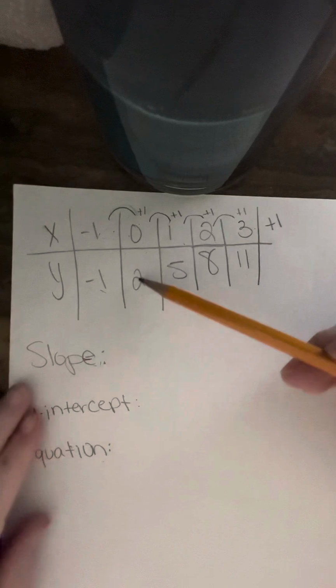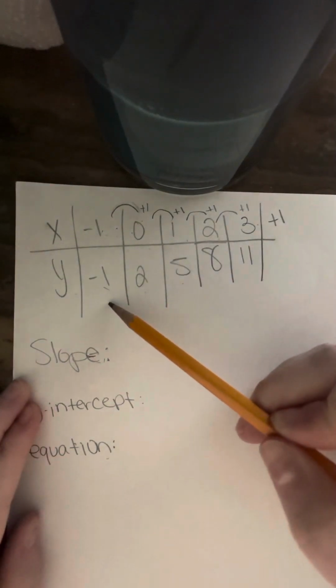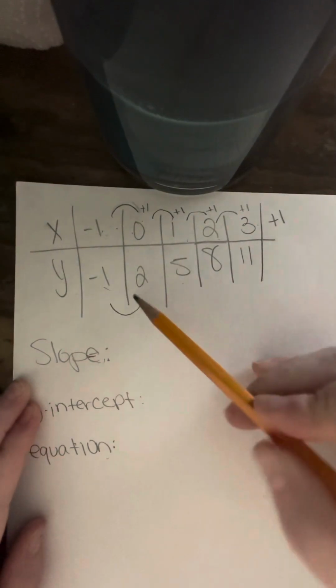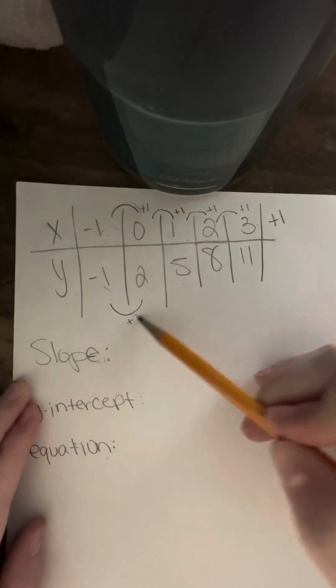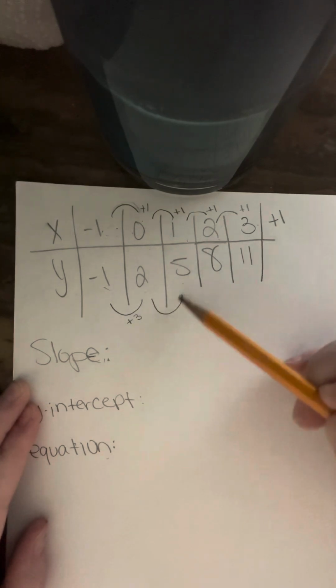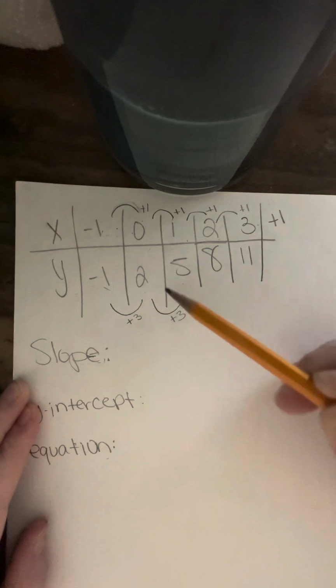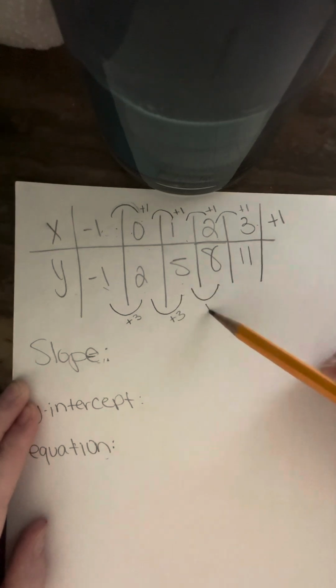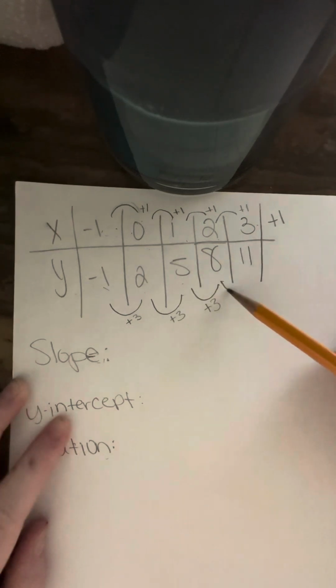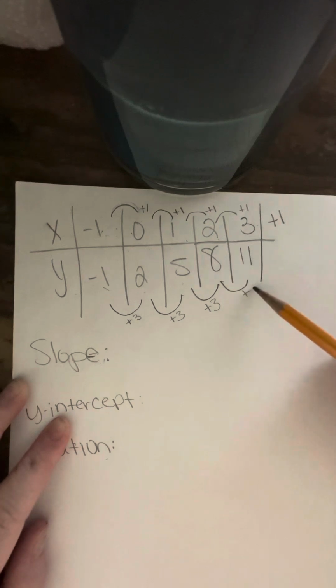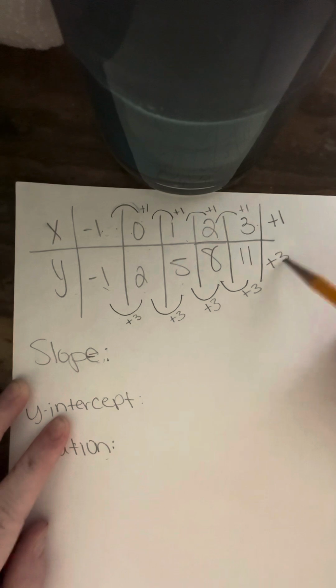And for our y values, we need to get from -1 to 2. In order to do that, you are adding 3. To get from 2 to 5, you are adding 3. From 5 to 8, you are also adding 3. And again, from 8 to 11, you are adding 3. So for our y values, we are adding 3.